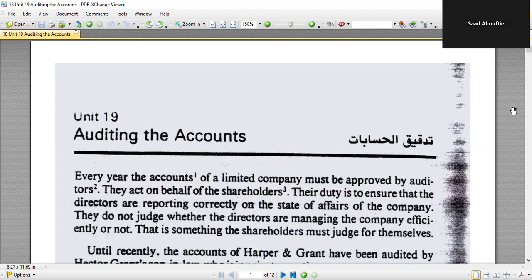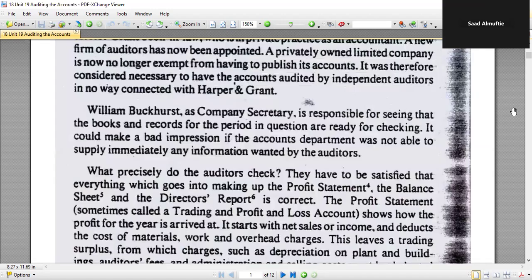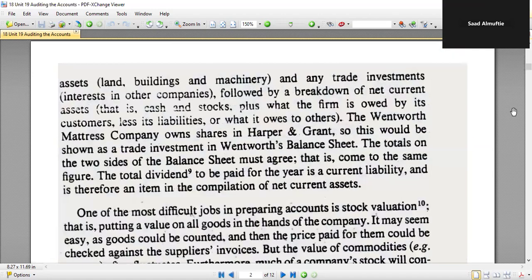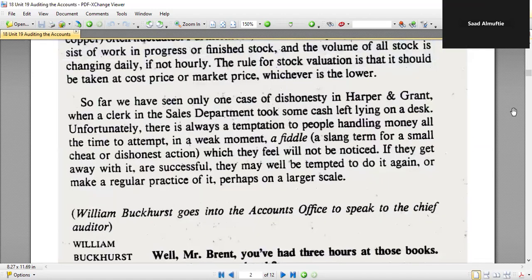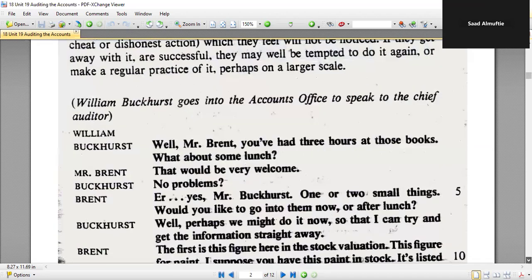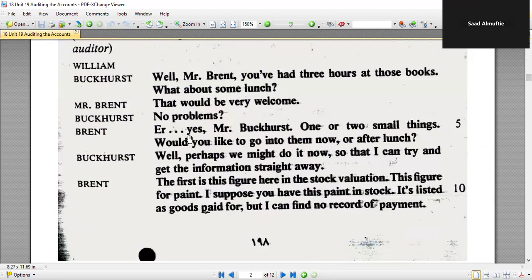The language of business. 19. Auditing the accounts. Well, Mr. Brent, you've had 3 hours of those books. What about some lunch? That would be very welcome. No problems? Yes, Mr. Buckhurst, 1 or 2 small things. Would you like to go into them now or after lunch? Well, perhaps we might do it now, so that I can try and get the information straight away.